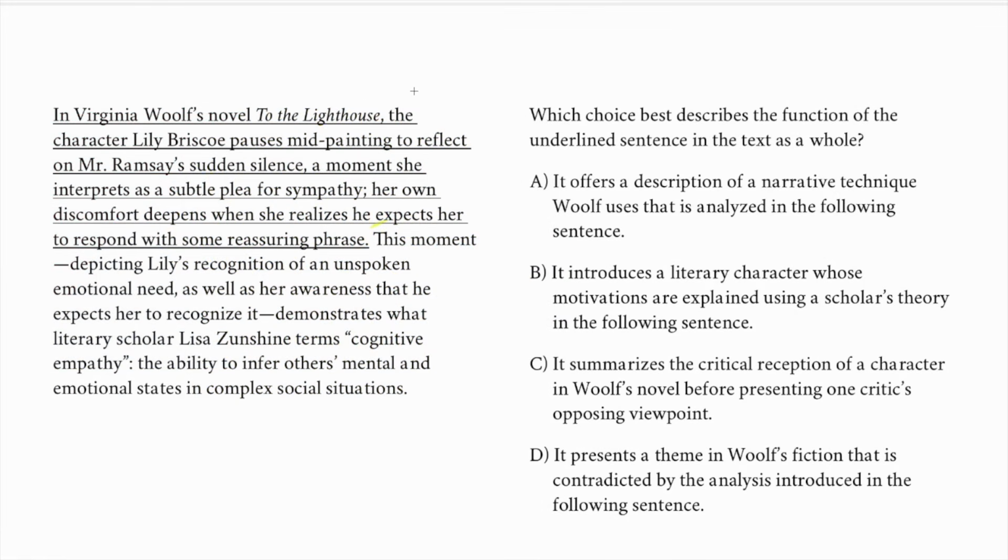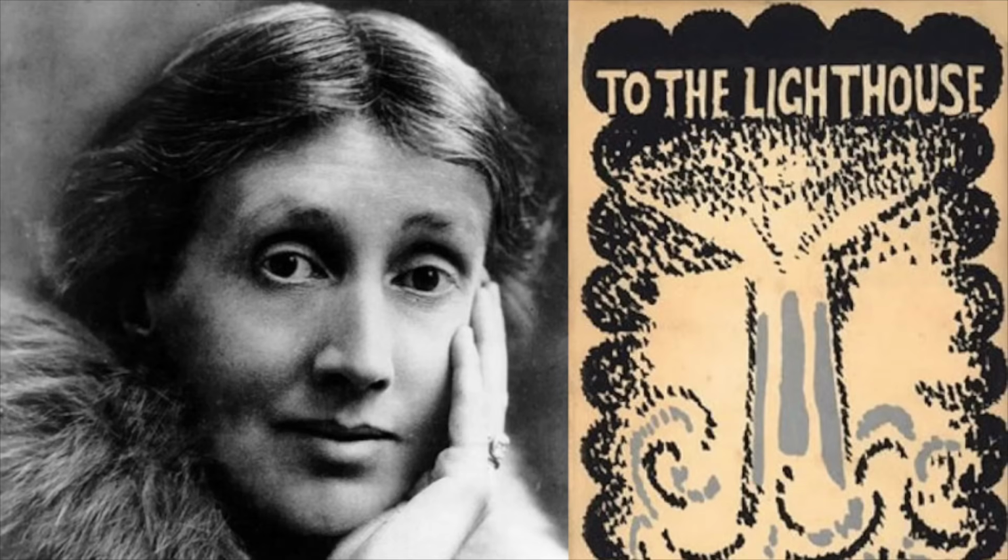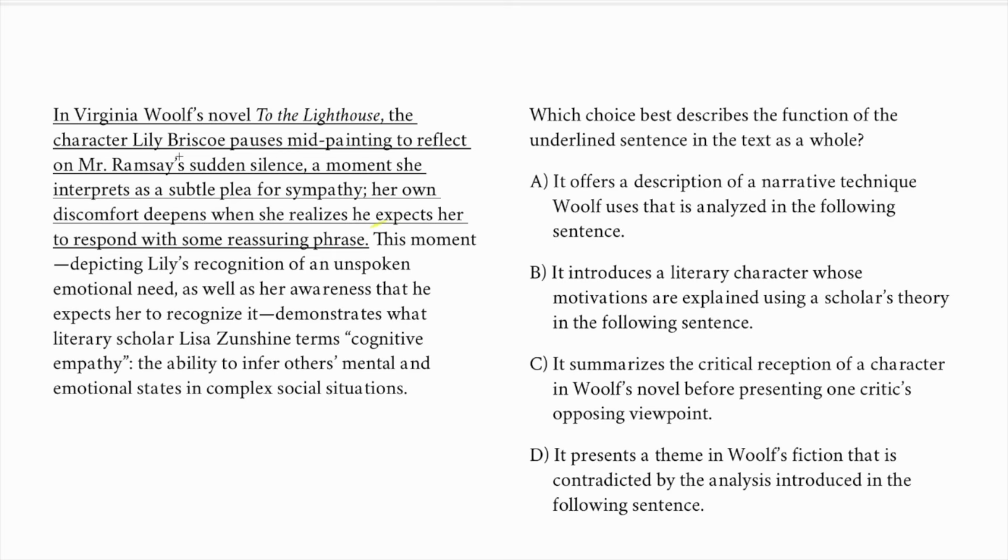Now, what do we want to do in general on function of the underlined sentence questions? Well, we want to read each sentence, focusing on the relationship between those sentences. It's just that in this case, we only have two sentences, two very long sentences. So in Virginia Woolf's novel, To the Lighthouse, the character Lily Briscoe pauses mid-painting to reflect on Mr. Ramsay's sudden silence, a moment she interprets as a subtle plea for sympathy. Her own discomfort deepens when she realizes that he expects her to respond with some reassuring phrase.